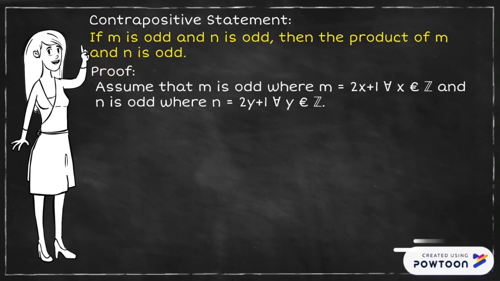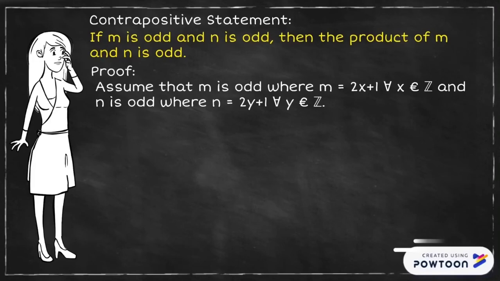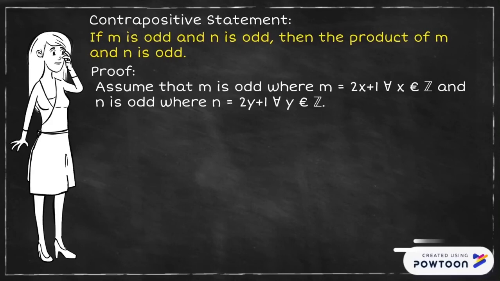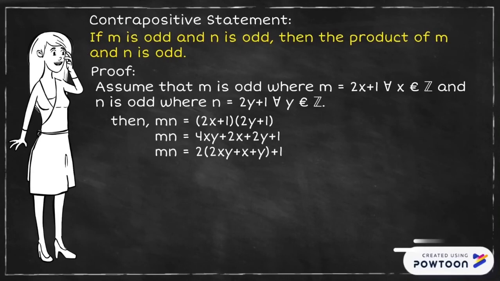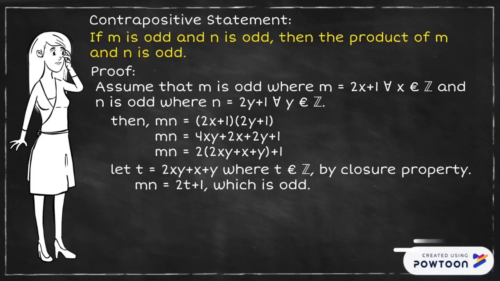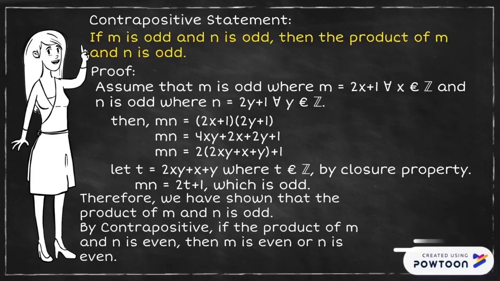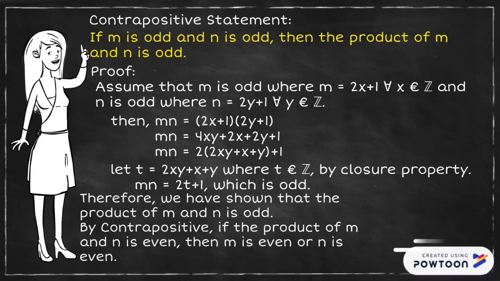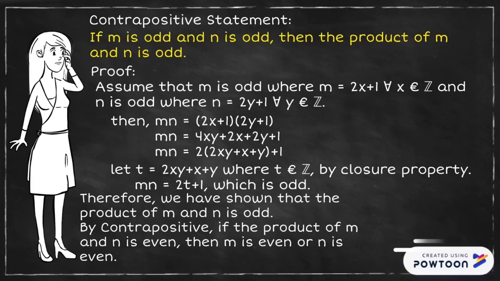Now, we will assume that m is odd, where m is equal to 2x plus 1, for all x an element of integers, and n is odd, where n is equal to 2y plus 1, for all y an element of integers. We will now use this to prove that the product of m and n is odd. Therefore, we have shown that the product of m and n is odd. By contrapositive, if the product of m and n is even, then m is even or n is even.